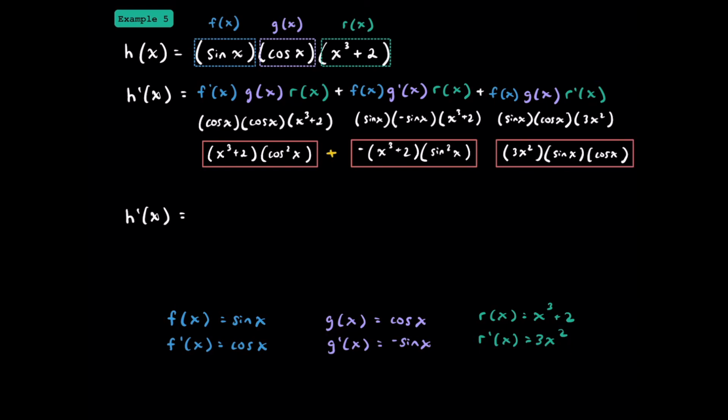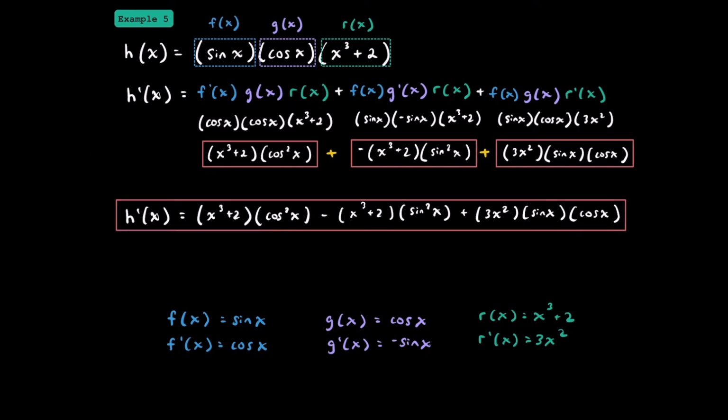Putting these three pieces together, we can say our derivative, or h prime of x, is equal to the quantity of x cubed plus 2 times cosine squared of x, minus the quantity of x cubed plus 2 times sine squared of x, plus 3x squared times sine of x times cosine of x. While it's quite long, this is the derivative of h of x.